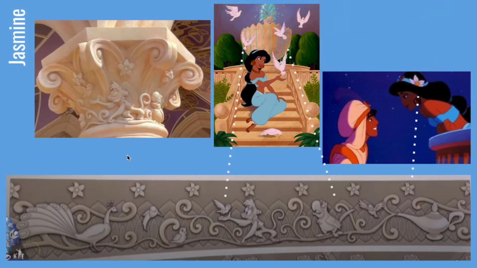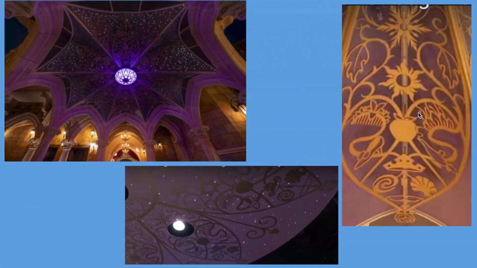On her capital, we have all of her friends, Iago, Abu, the lamp, birds, which she's pretty much associated with, the peacock you can see here, and then these doves. And the pattern in the back is this pattern right here on the fountain you can see. And the flower is the one that's in her hair during A Whole New World.